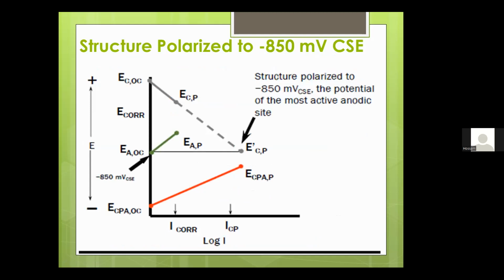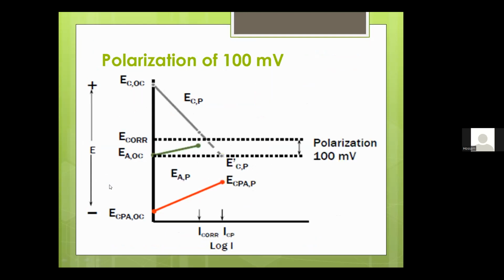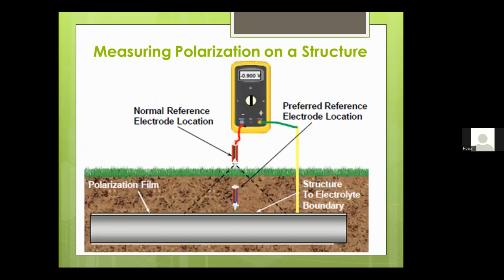Here is the first criterion. The structure is polarized to negative 850 millivolts according to the copper sulfate reference electrode. We assume that at this point, the anode open circuit potential is this value. The second criterion assumes that the difference between the corrosion potential and the open circuit potential of the anode is 100 millivolts.